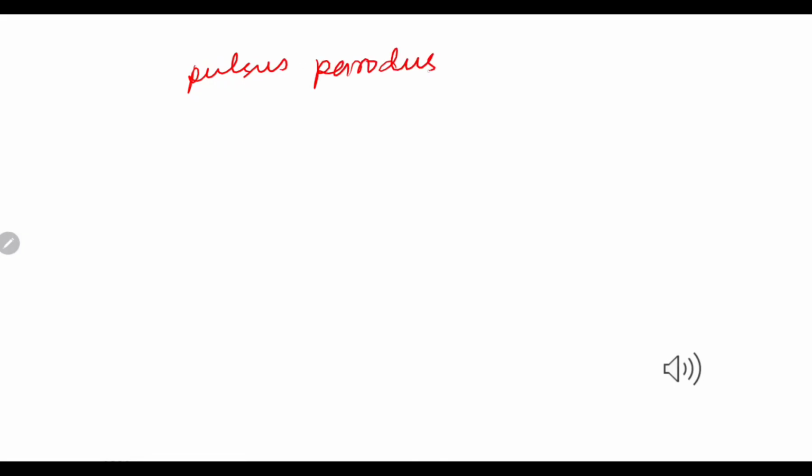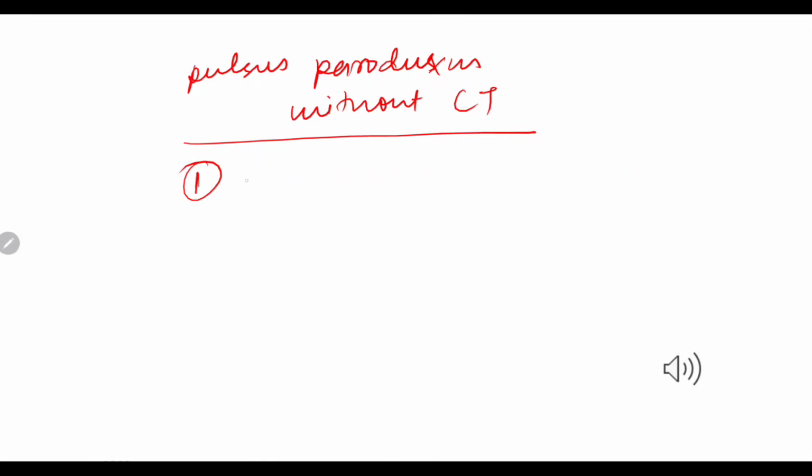Now let's flip the coin over. Can a patient have pulsus paradoxus without having cardiac tamponade? The answer is absolutely yes. This happens when there are massive swings in intrathoracic pressure during respiration. The most common culprits are severe acute asthma and COPD.